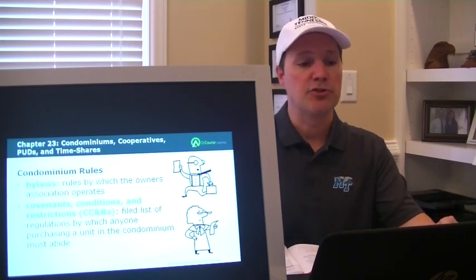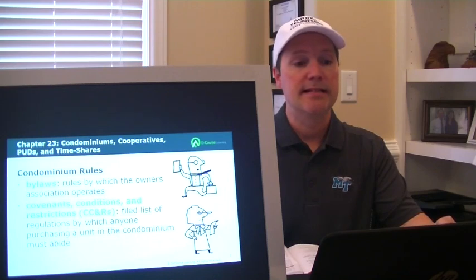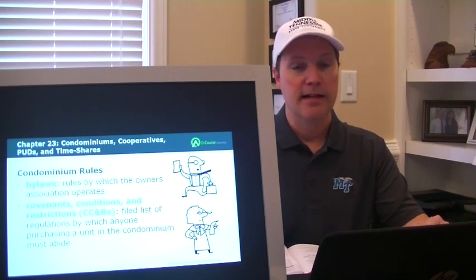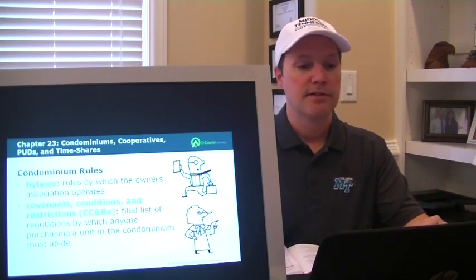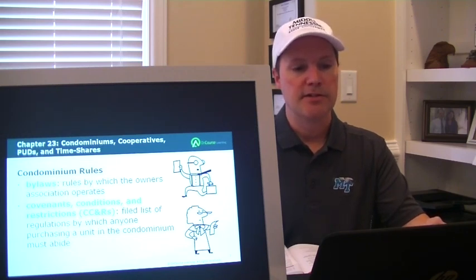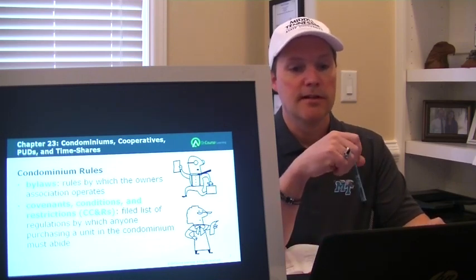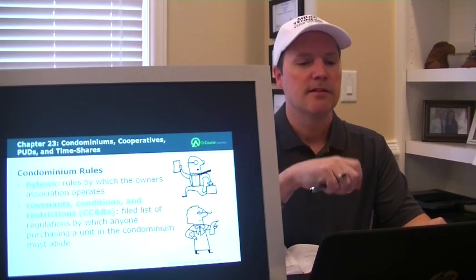Covenants, conditions, and restrictions. Okay, and that's CC and Rs. You will hear that a lot, CC and R. So it's covenants, conditions, and restrictions. A filed list of regulations by which anyone purchasing a unit in the condominium must abide. Okay, you see this dude over here looking at it going, I better abide by these.